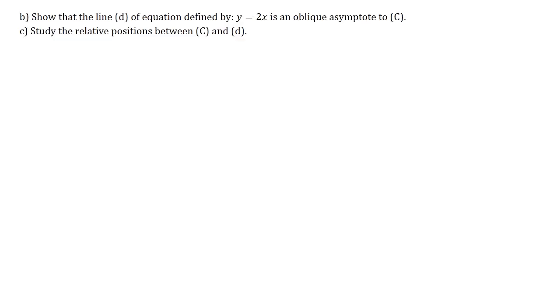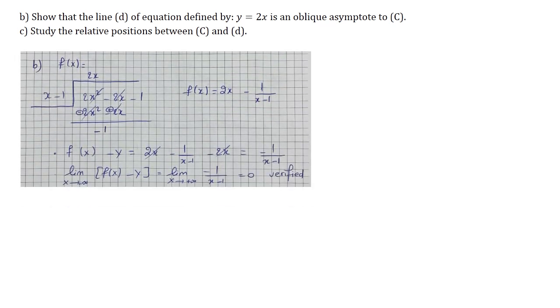We continue now. We need to prove that the line D of equation y equals 2x is an oblique asymptote. So the first thing I'm going to do is to write the function in terms of ax plus c over x minus 1. It's better for you to calculate or to prove the oblique asymptote. So after doing the long division, we have 2x minus 1 over x minus 1.